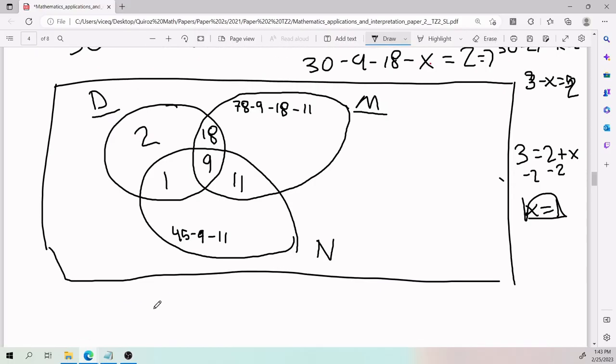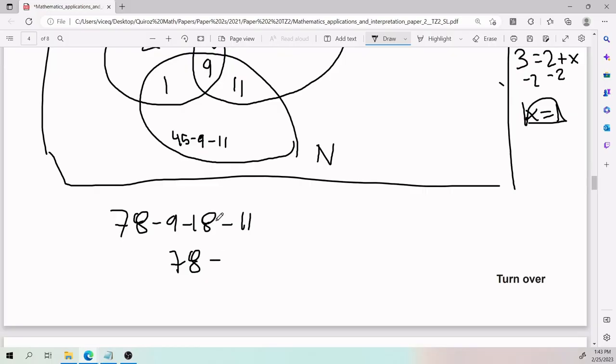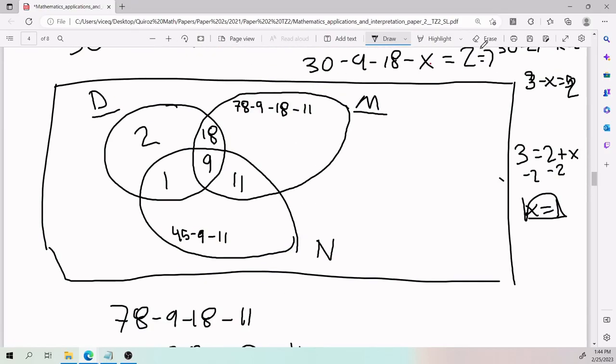For this 78, if I do 78 minus 9 minus 18 minus 11, I end up with 78 minus 38. That gives me 40. So this guy up here is going to be 40.